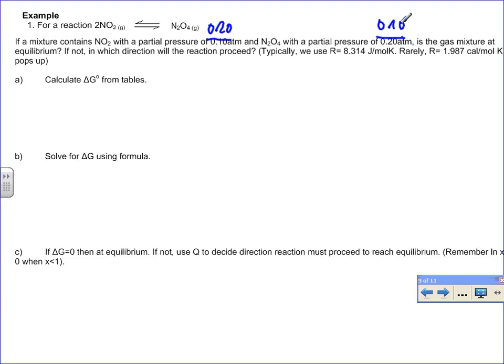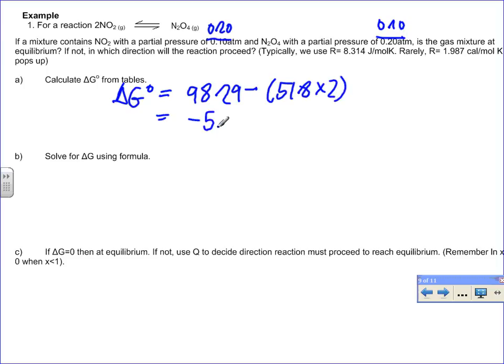So in the past, we did this kind of calculation after being given the equilibrium constant, and we would compare our equilibrium constant to our reaction quotient, and make a decision as to which direction the equilibrium needed to shift. We can do that same thing using Gibbs free energy. So we're going to calculate the Gibbs free energy from the tables by taking the Gibbs free energy of the products and subtracting the Gibbs free energy of the reactants. And we find a value of negative 5.31 kilojoules.